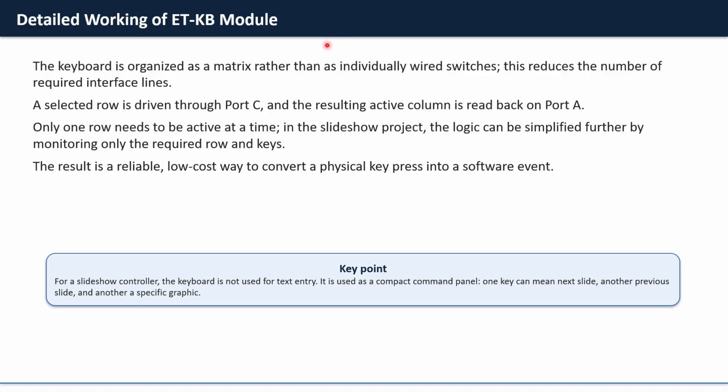Detailed working of the ETKB module, we have already discussed how it works. The ETKB module is a matrix where we select the row, then we send the active high signal, and then we read the resulting signal based on whether the user has pressed the key or not. The selected row is driven to port C, and the resulting active column is read back at port A. So only one row is needed active at a time in the slideshow project. We have simplified the logic by only monitoring one row and avoiding the extra T cycles of reading other rows, that is PC1 and PC2.